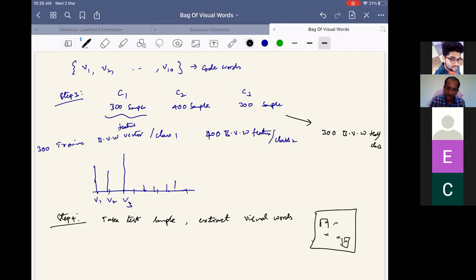For each key point, you take the patch. For each patch, you take the SIFT descriptor or HOG descriptor and so on. With all this, we extract the visual words. These may be of dimension, say, 200 cross 1 or whatever, depending upon the number of visual words I get. It may be 50 cross 1 also. Now for these visual words, I construct, with V1 to V10 again, a histogram.